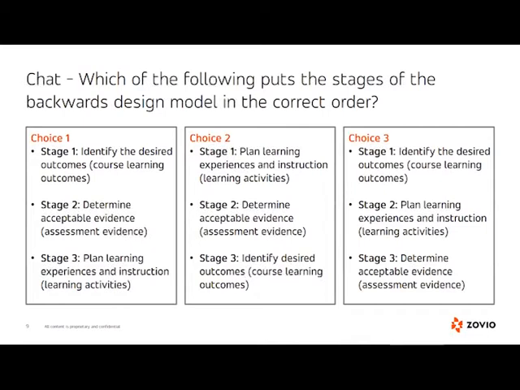Backwards design is broken into 3 stages, and we like to see if you know the 3 stages, which are in the correct order. So you can type in choice 1, 2, or 3, and we'll give you about 10, 15 seconds to do that. So I see some choice 3s and some choice 1s. Awesome. Thank you again for participating. If you selected choice 1, you selected the correct answer.